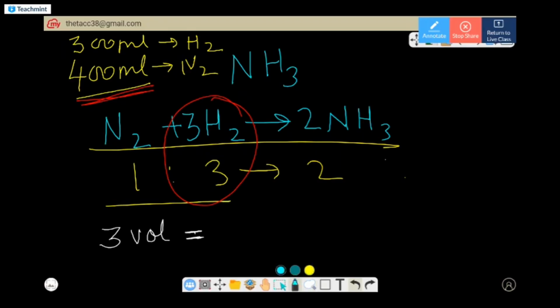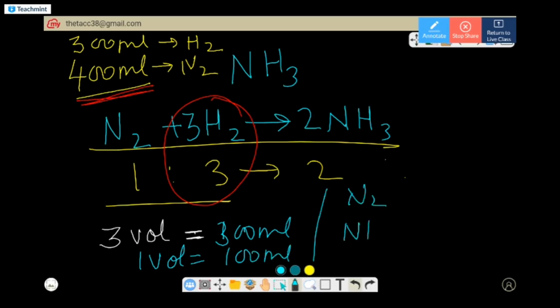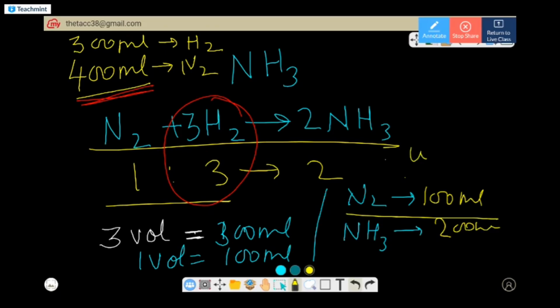So we will start with the limiting reagent. 3 volume is 300 ml, that means 1 volume is 100 ml. So tell me how much nitrogen will be used and how much ammonia is formed. Nitrogen will be 100 and ammonia will be 200. Correct. So how much nitrogen is left out? They gave us 400, but only 100 got used up, so unused will be 300 ml.